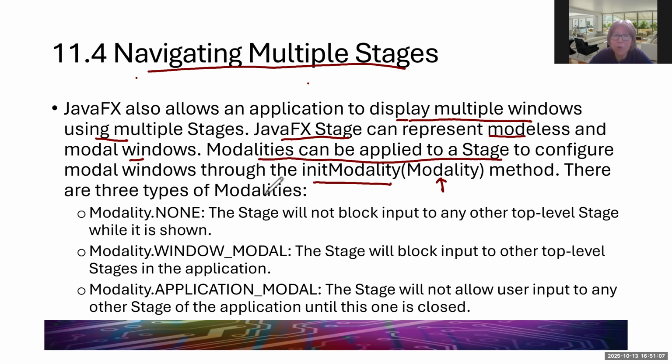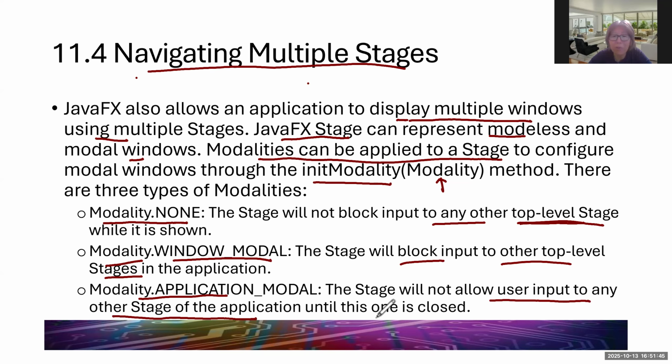There are three types of modality. One is called Modality.NONE. For this one, the stage will not block input to any other top level stage while it is shown. Modality.WINDOW_MODAL will block the input to its owner top level window. The other is Modality.APPLICATION_MODAL. This one will block user input to any other stage of the application until this one is closed. And we will see that in our example.